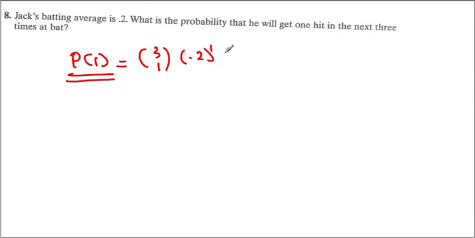Alright, let's look at number 8. Jack's batting average is 0.2. What is the probability that he will get 1 hit in the next 3 times at bat? So that means we are looking at the probability of having 1 hit. In this case, what we can do is this. This basically means out of 3 times, we are looking for only 1 time hitting, where the probability of hitting is 0.2 to the first power. That means the probability of not hitting is 0.8 to the second power.